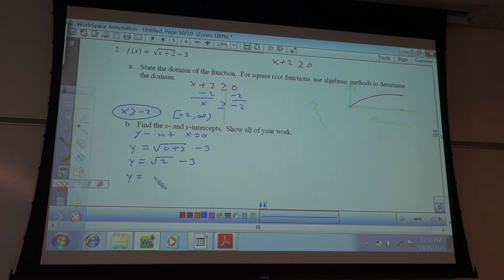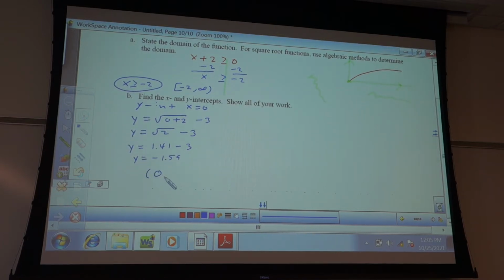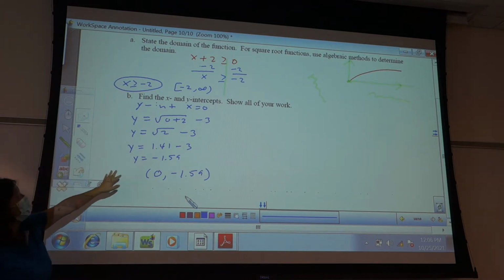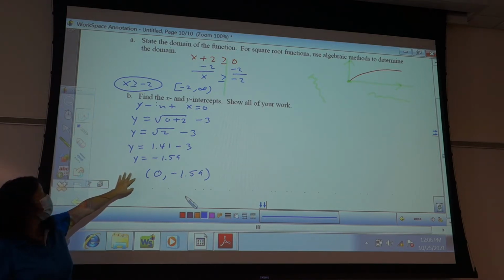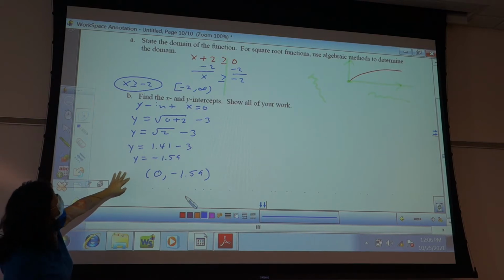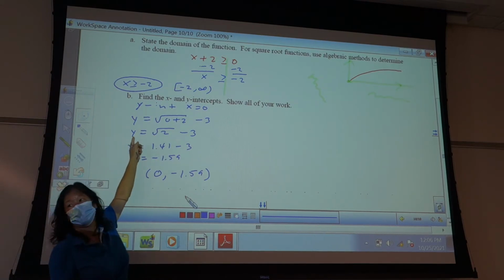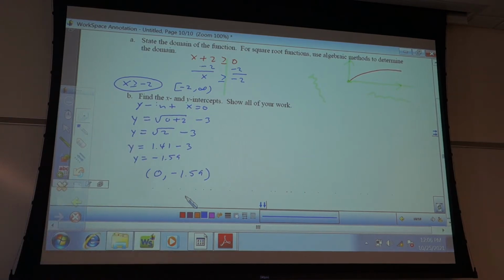Y equals 1.41 minus 3. So the top one, y equals negative 1.59. So then I'm putting 2 and enter. Is this what folks got for the y-intercept? The y's already solved, so you don't have to add 3 on. You take the square root of 2 first, and then you just subtract 3. You just keep it there.